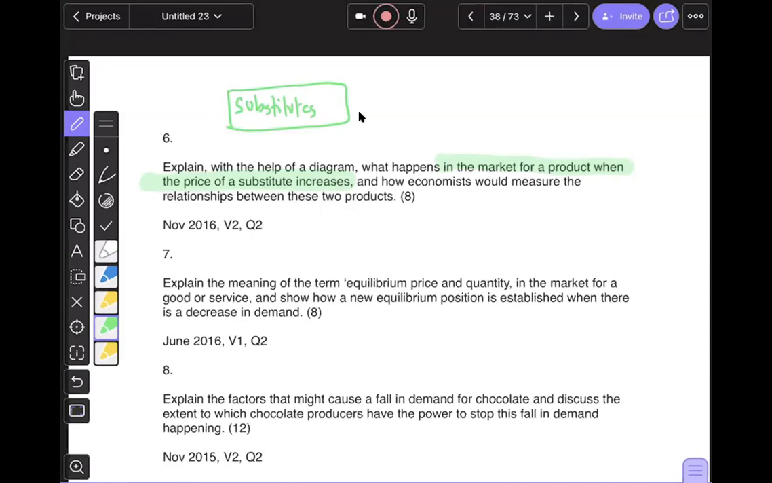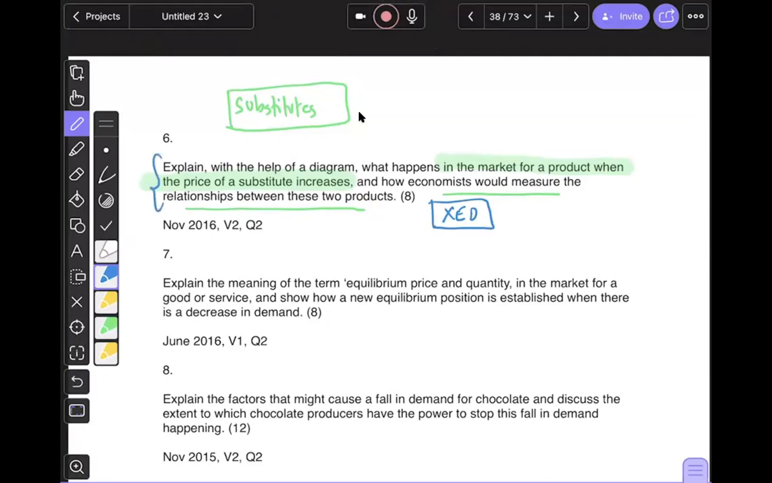As the price of Coke goes up, demand for Pepsi will go up because people will now switch to a cheaper substitute, right? And how will economists measure the relationship of these goods? When they say measure the relationship, this becomes more of a YED question, because that's where we look at the XED question. That's where we look at the relationship between substitute and complement.